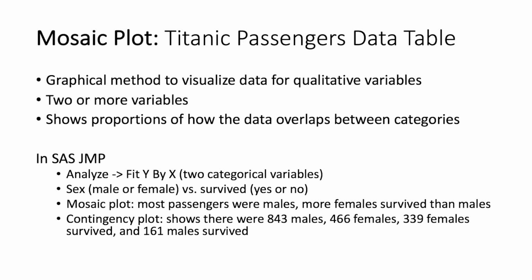A mosaic plot is constructed with two or more categorical data variables. It is used to visualize data for qualitative elements of a data set. The mosaic plot is generally used to visualize proportions of data overlapping between these categorical data elements.